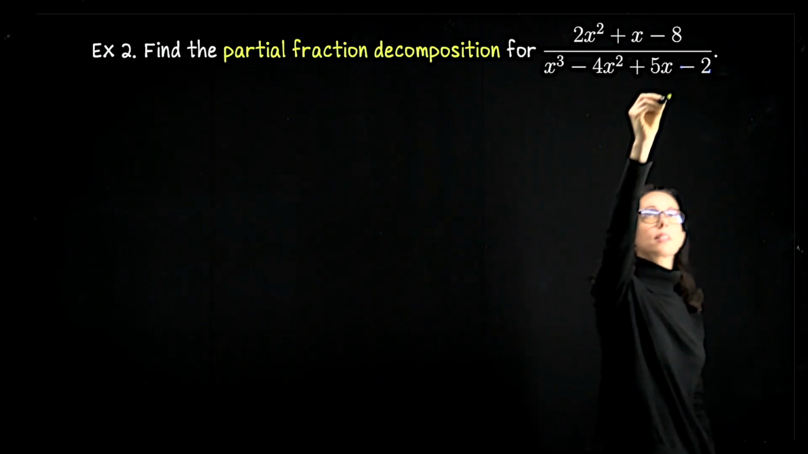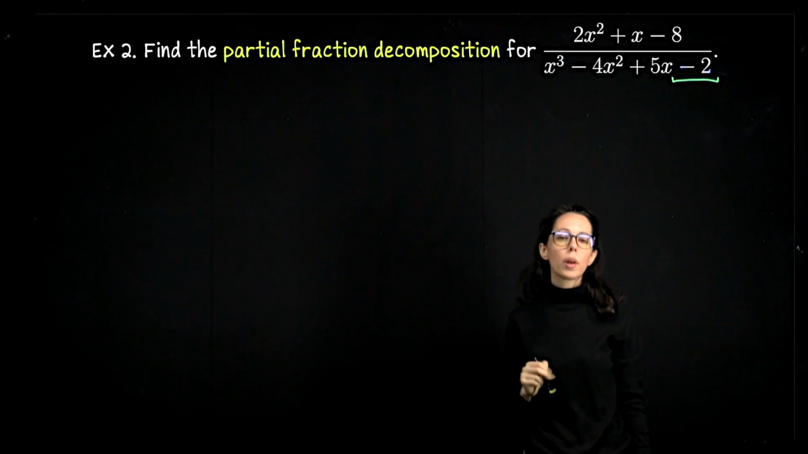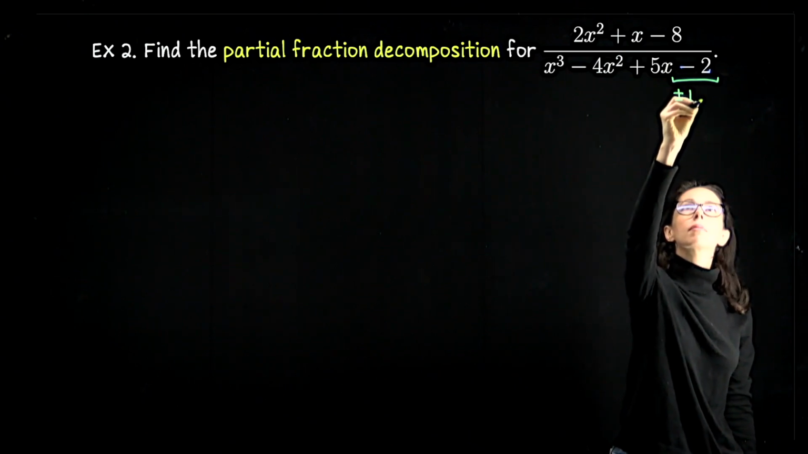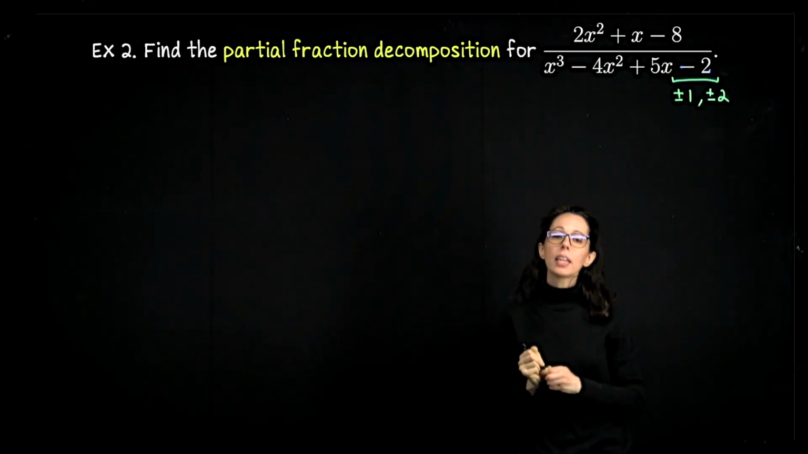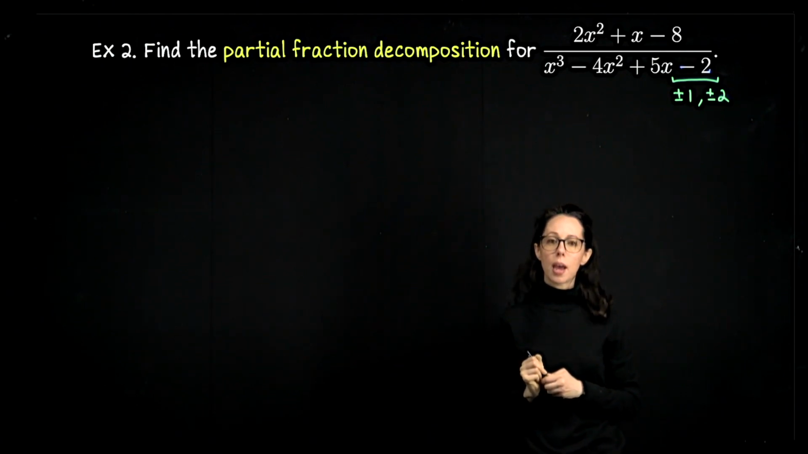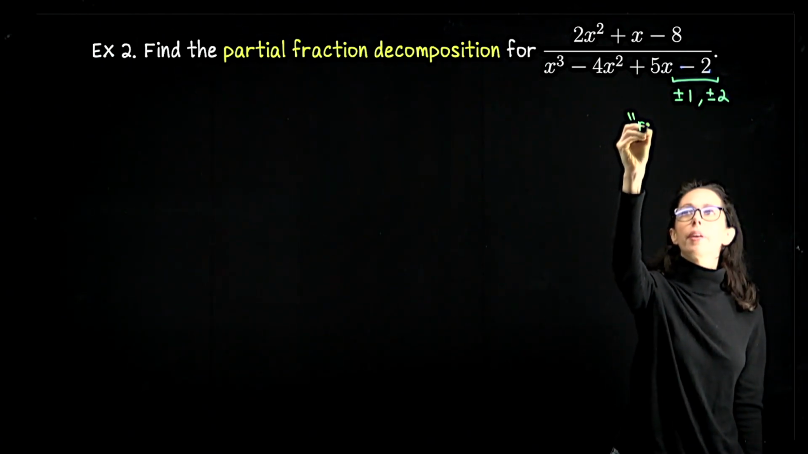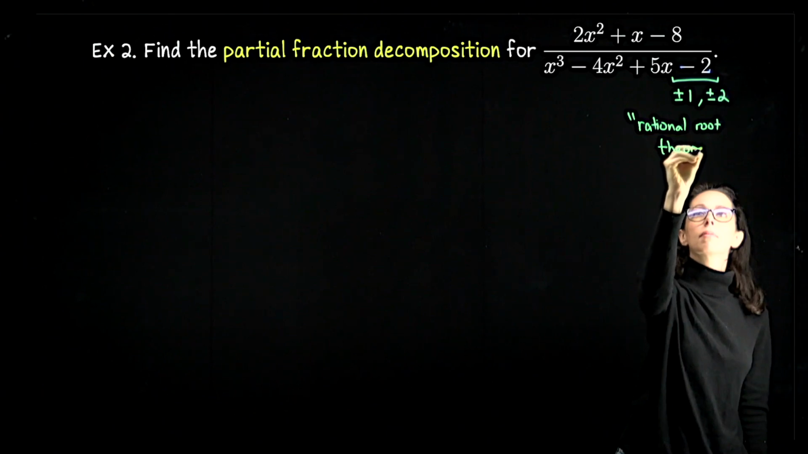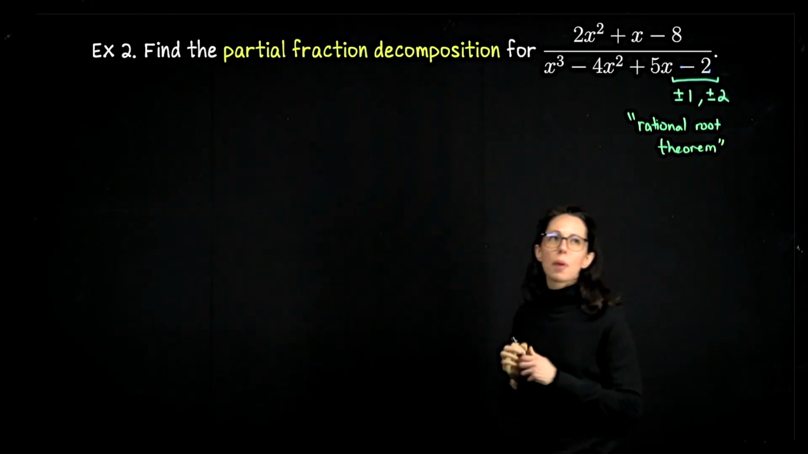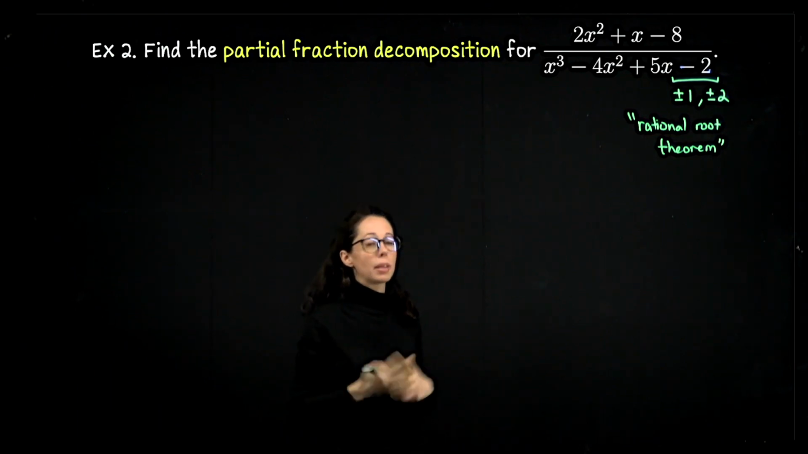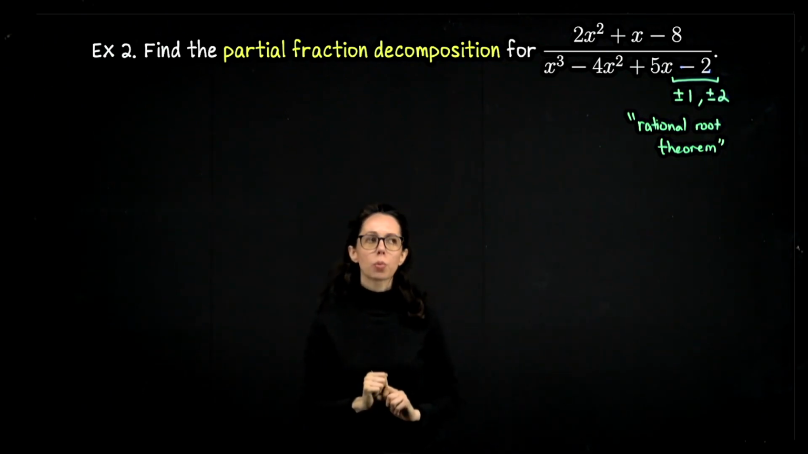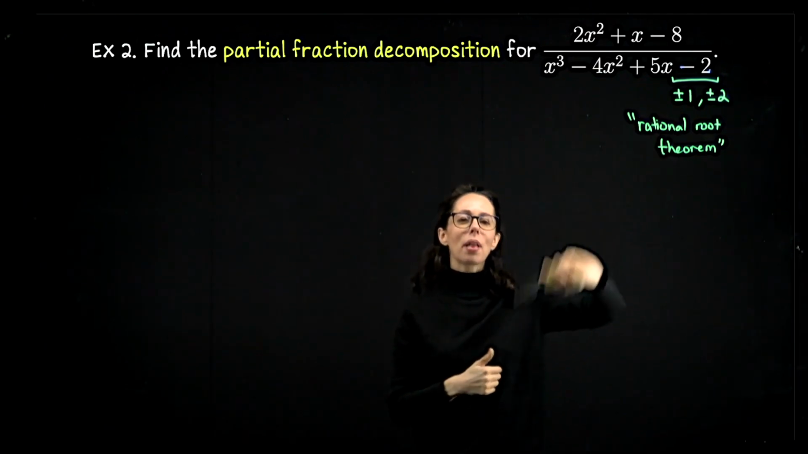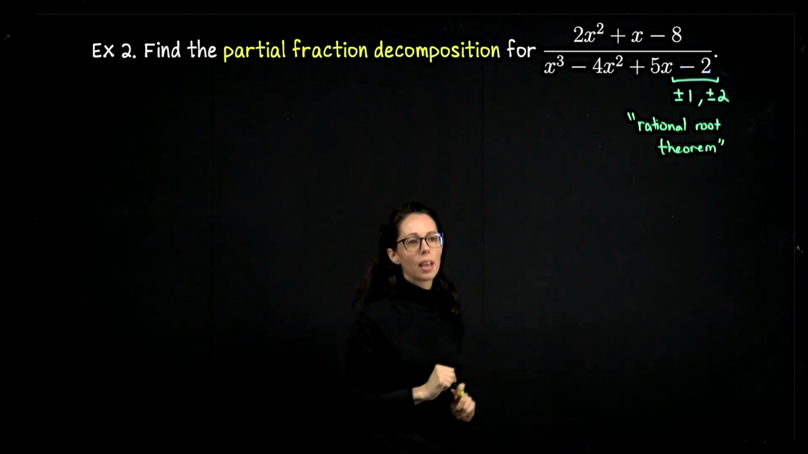Look at the constant for your denominator. What are its factors? Well, plus or minus 1, plus or minus 2. You want to see if any of those are roots of this cubic polynomial in the denominator. This is from something called the rational root theorem, which is something that you may have learned in an algebra class, but it says that basically if you have a leading coefficient of 1 for your polynomial, which is what we have here, then a rational root, meaning a nice root, for this cubic polynomial should divide into negative 2. Okay, so let's just try 1.